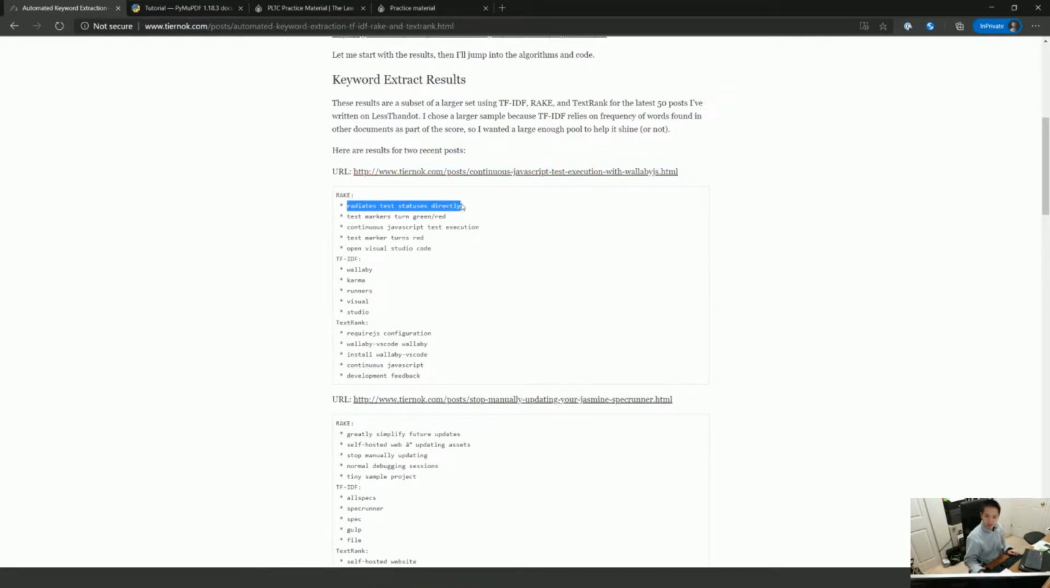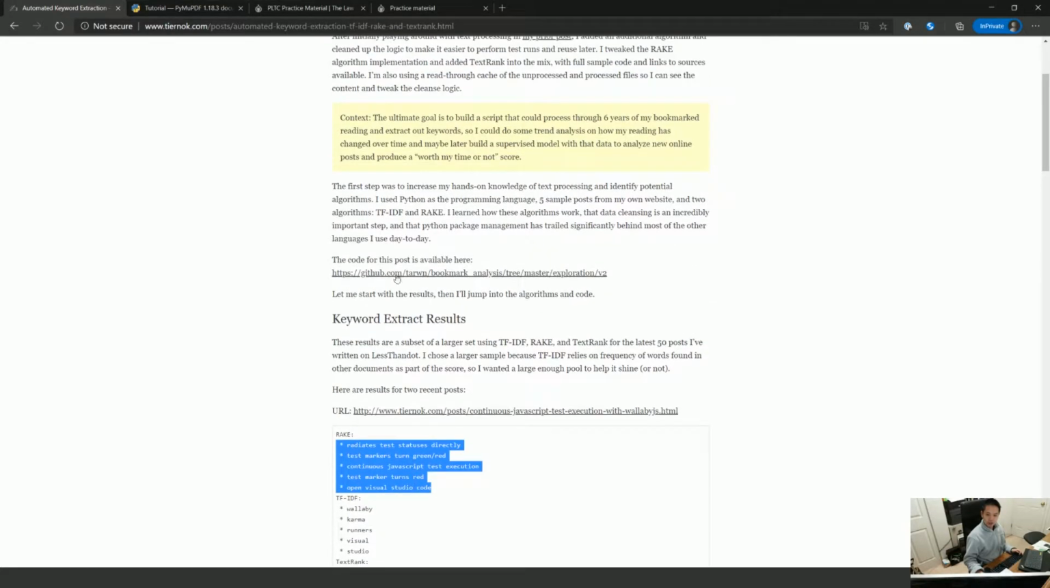Rake has these short phrases, I suppose. Test markers turn green and red, continuous JavaScript test execution. It's actually kind of cool. I wonder if we can make summaries out of it. You can definitely retrain each of these for your purposes, but this one gives, well, I mean, it's a phrase. It's almost a sentence, but you can figure out the gist of what they're trying to do. So that's very interesting, but unfortunately, I don't think that's what we're looking for.